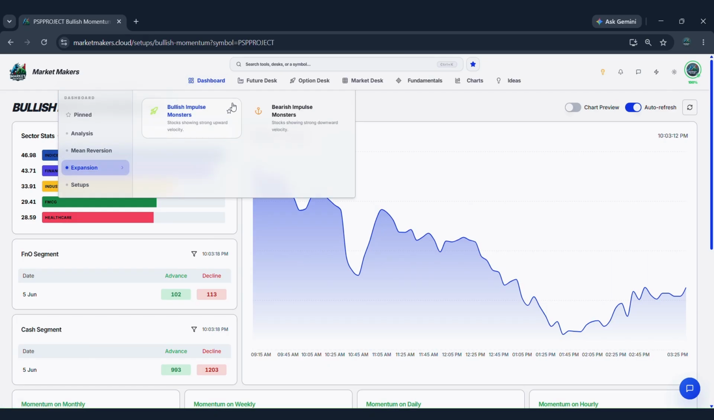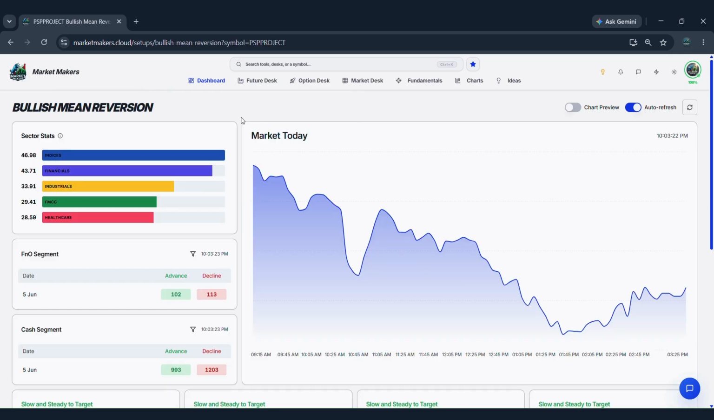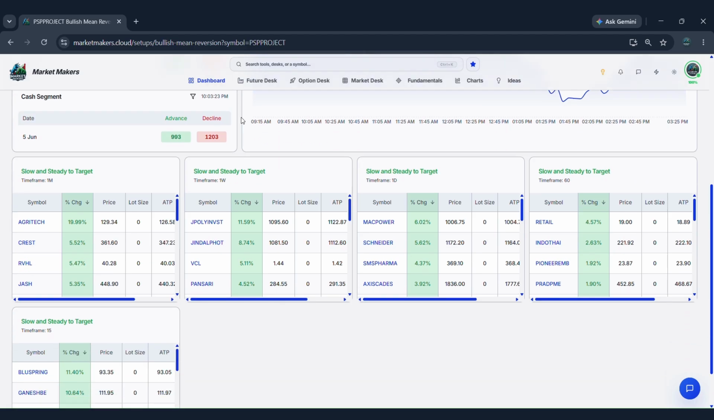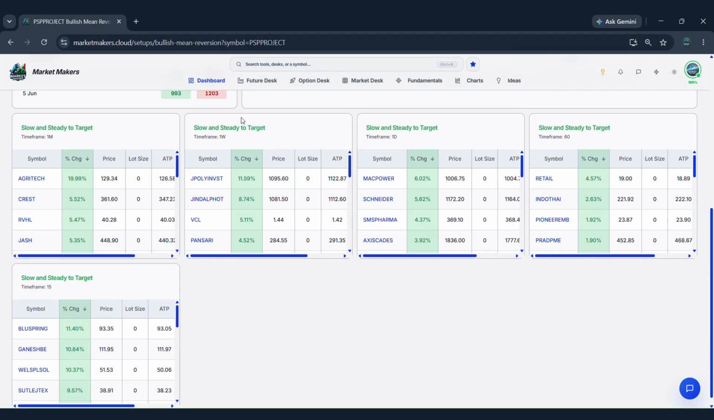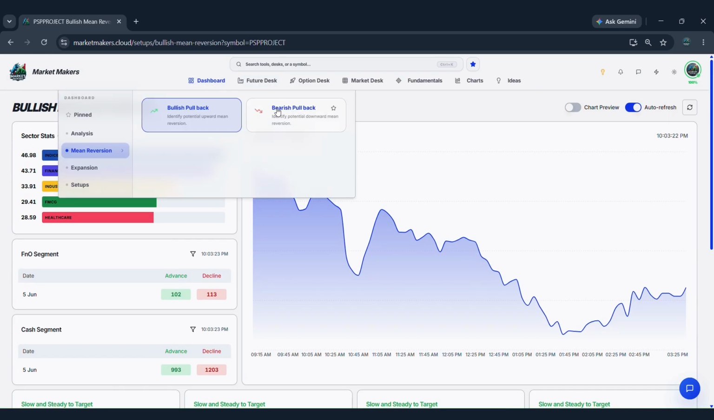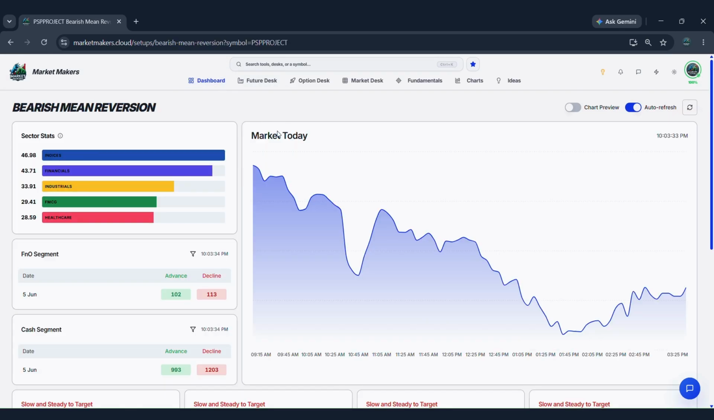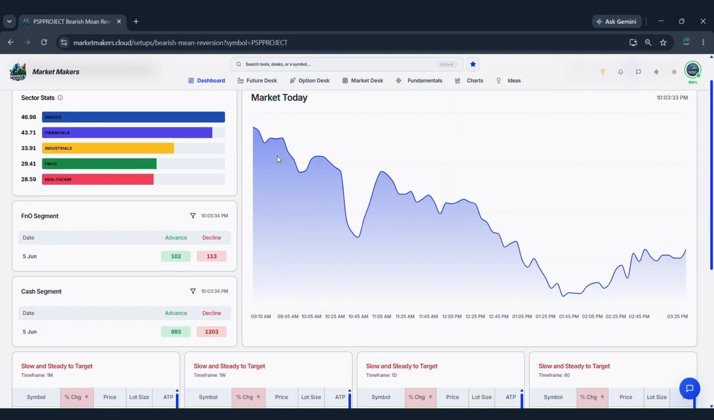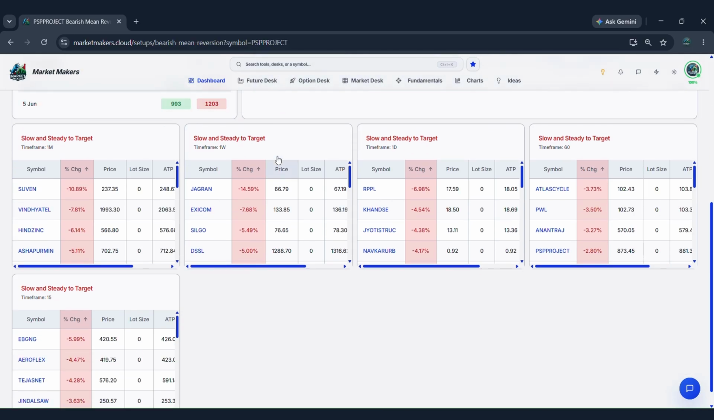Now moving forward, we have mean reversion. This section focuses on pullbacks, meaning price returning towards support or resistance before continuation. For example, forming higher lows, lower highs, base formation, rejection structures, and more. You'll also notice multiple time frame filters here as well.